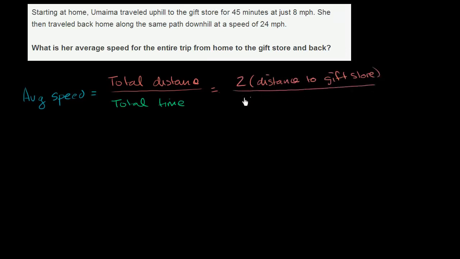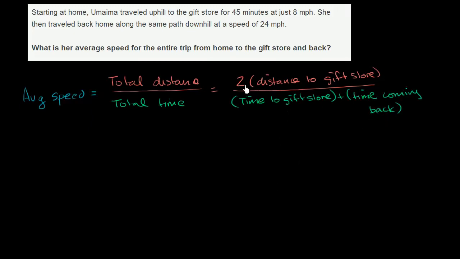And then what is going to be her total time? Well, it's time to the gift store, plus the time coming back from the gift store.